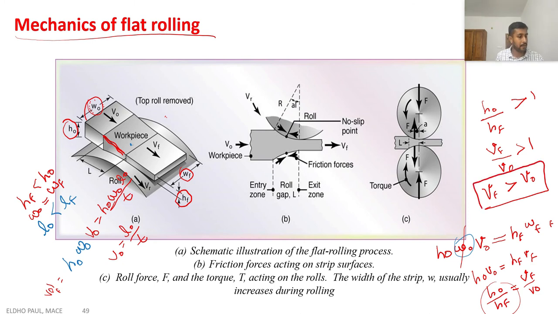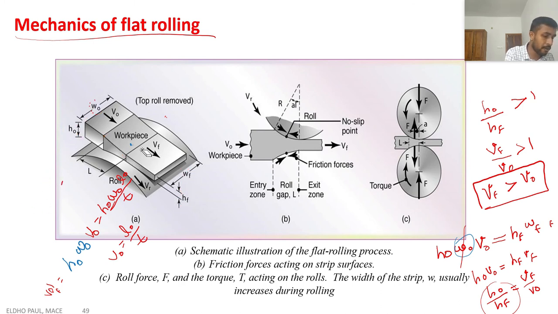What is the meaning of that? There is a velocity distribution during the rolling process. The velocity of the workpiece flowing through the gap between the rollers is not constant. It is not a constant material flow. There is a velocity distribution. The initial workpiece has a velocity of V0.